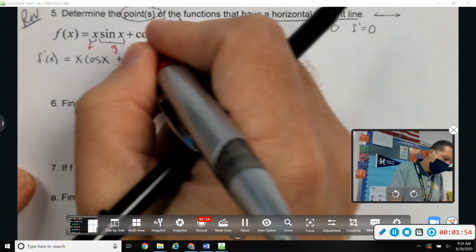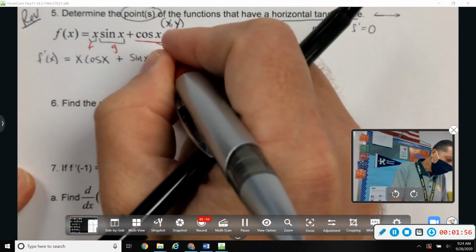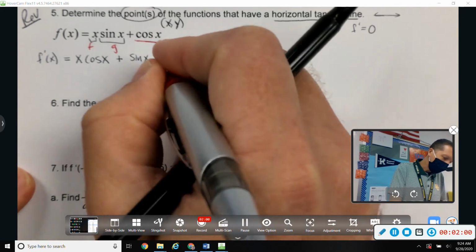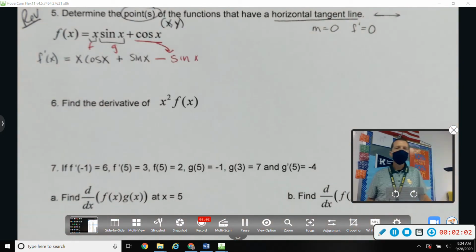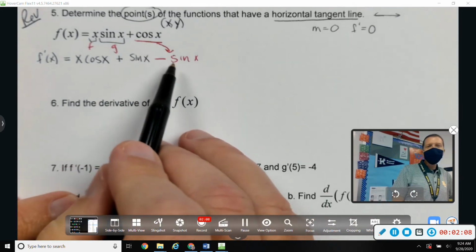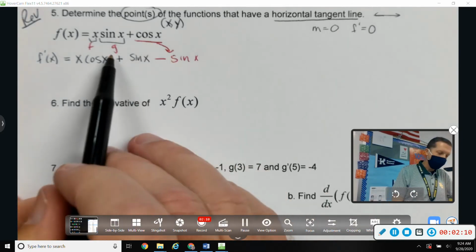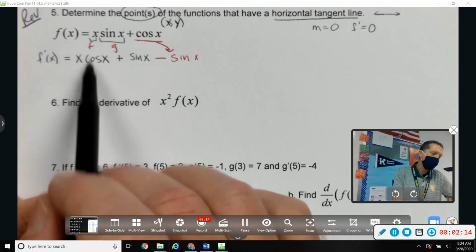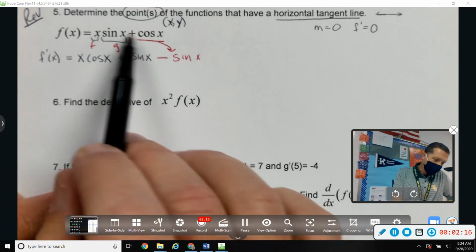Derivative of cosine is sine, except that it's negative sine. Kind of a common mistake on this type of problem is to get the hard part right and then just forget about the second part. It's like, finished the product rule, got it. But don't forget the rest of the equation.